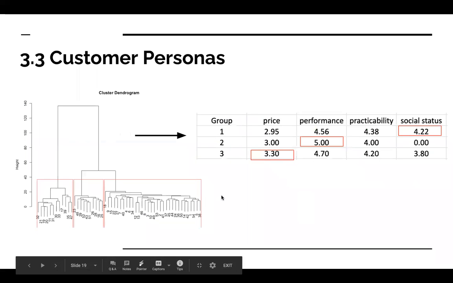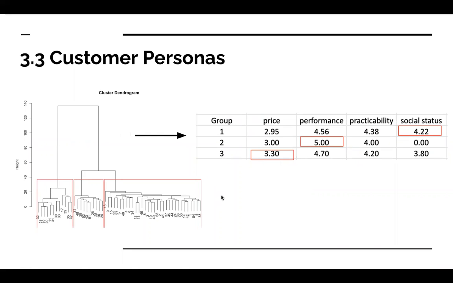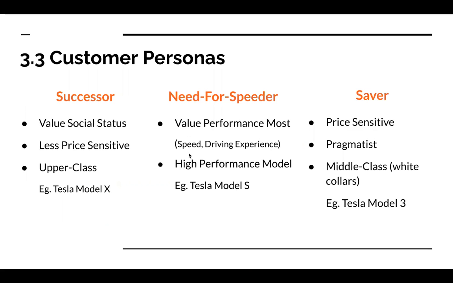Thank you, Leo. So firstly, we discovered 3 customer groups by cluster analysis based on our survey. We excluded demographic information in the clustering, and then we named the consumers according to their features. If you take a look at the table on the right side, you can see that the first group has the highest score for social status. This means they value social status most among the 4 features. The second group values performance the most. The third group values price the most. And then we name the 3 groups of consumers.